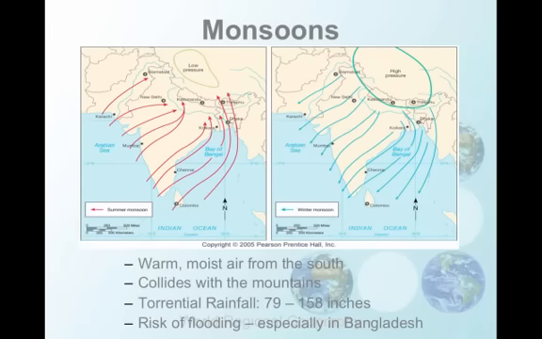So what happens in the summer monsoon months is that warm, moist air from the south or from the southwest comes across South Asia, particularly the country of India, and goes in a northeasterly fashion. It then collides with the Himalaya mountains and produces a large amount of rain, torrential rain actually, and this can average anywhere from 80 to about 160 inches per year.